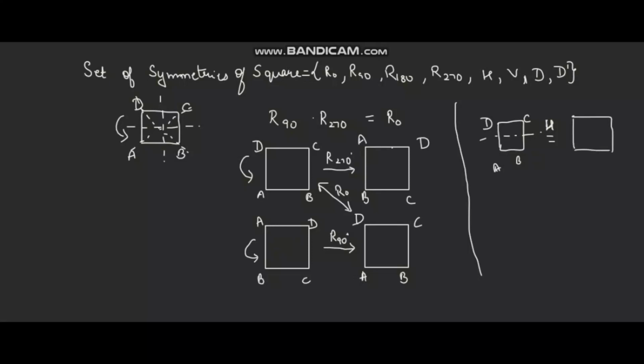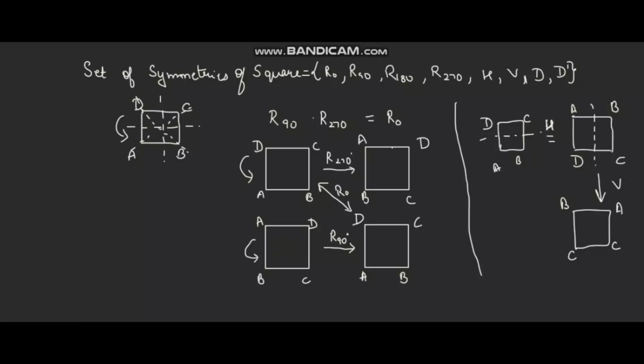You get D, C, A, B. Now you are flipping it about the vertical axis. What do you get? You get B, C, A, D. Now this orientation is also similar to a rotation of 180 degrees.